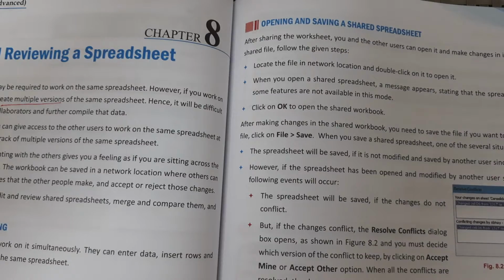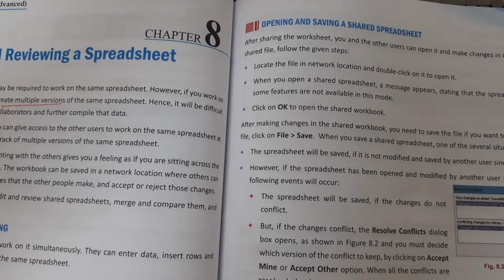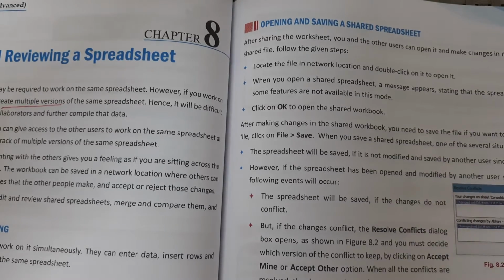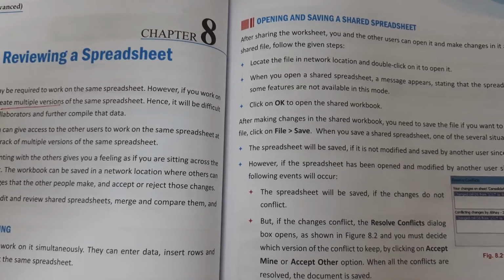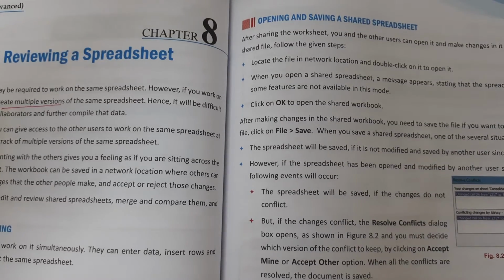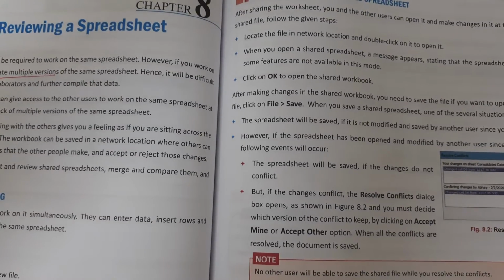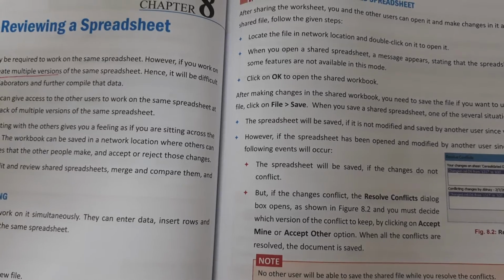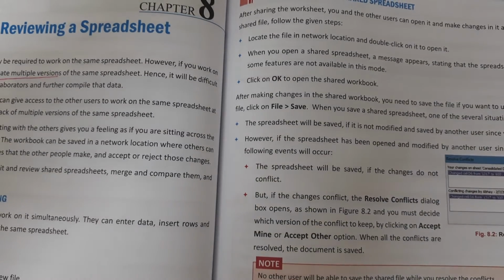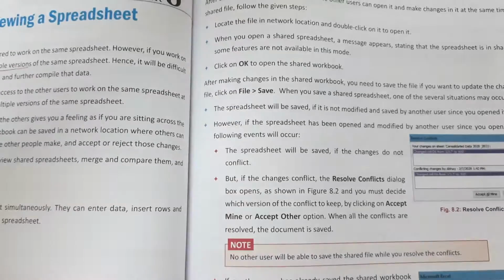However, if the spreadsheet has been opened and modified by another user since you opened it, one of the following events will occur. Suppose someone else opened that spreadsheet or even modified it since you opened it, then what can happen? First thing, the spreadsheet will be saved if the changes do not conflict. But if the changes conflict, the Resolve Conflicts dialog box will open as shown in figure 8.2.